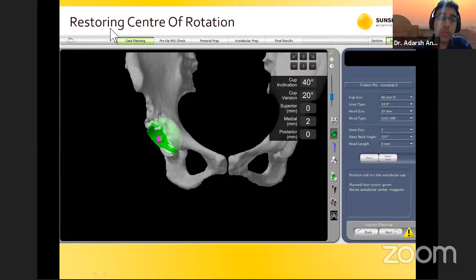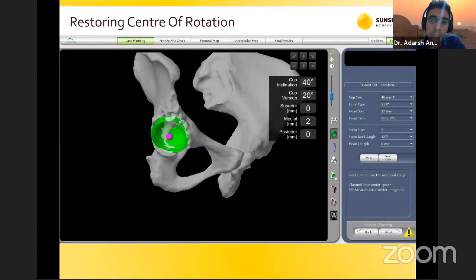It's also helping us to restore our center of rotation. If I want to go a little more medial, or a little more lateral, superior, inferior, that's all up to us. The pink is the preoperative center of rotation, and the green is the middle of the cup that we are going to place. Okay, this is just a rotated view of the same thing.